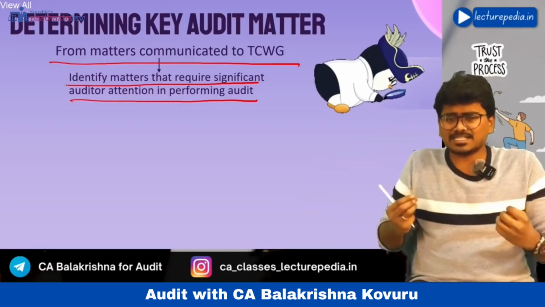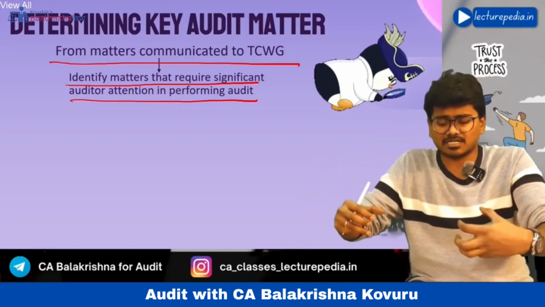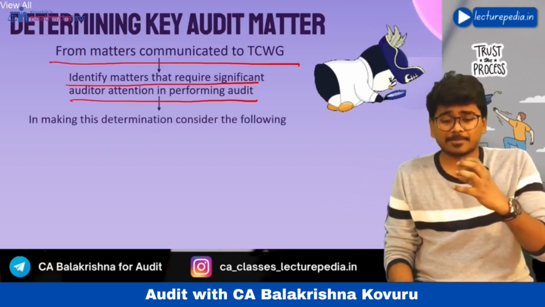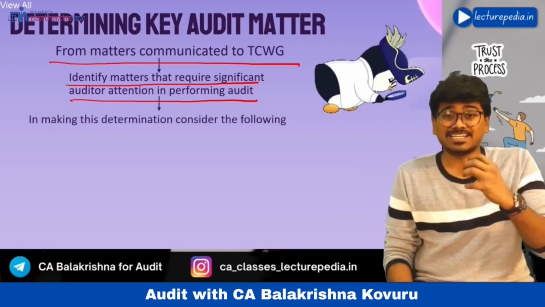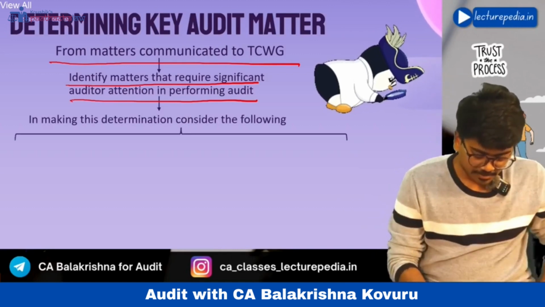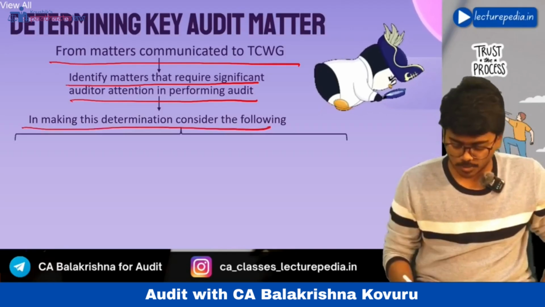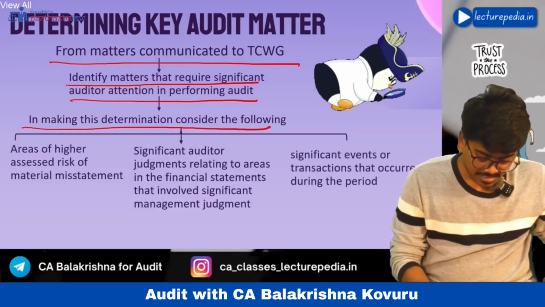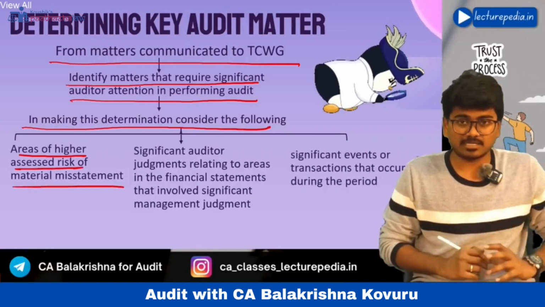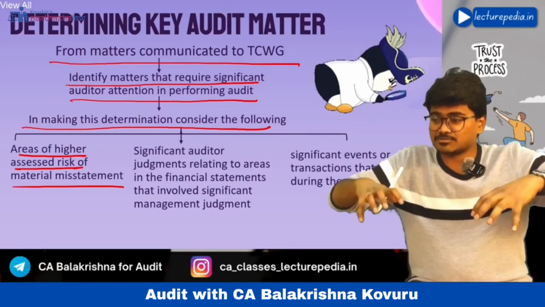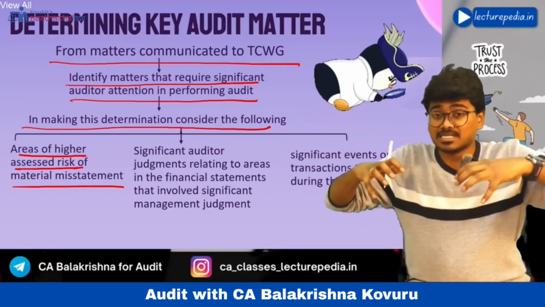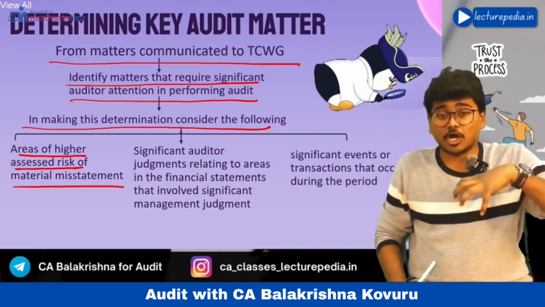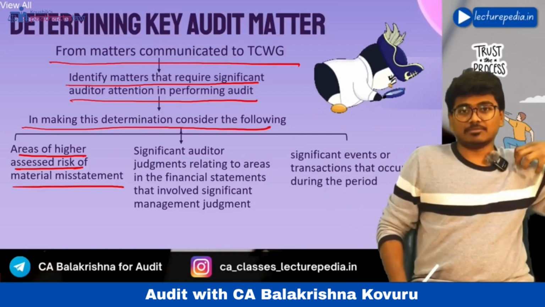Now, while selecting the matters that require his attention, how will the auditor select? In making the determination, consider the following. First of all, the auditor needs to consider the areas of high assessed risk of material misstatement. If any of the items communicated to those charged with governance has a high risk of material misstatement, then for that particular item, the auditor's attention is required. The auditor will take up that item.